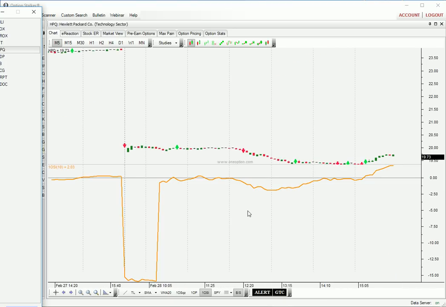HPQ, Hewlett Packard, another flatliner. You keep it on your screen, and then all of a sudden you get this nice little sell here. Yes, it conforms for a very long time, and that's a nice move. That's from $20 down to about $19.60. That's a 40-cent move on this stock.